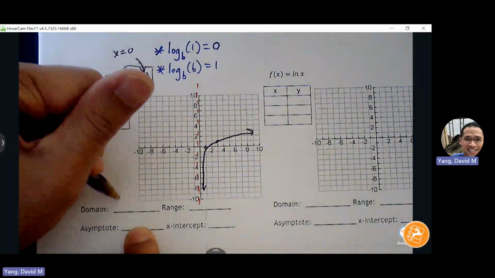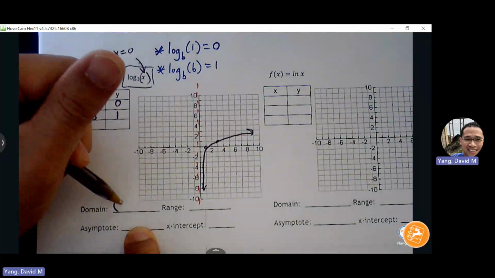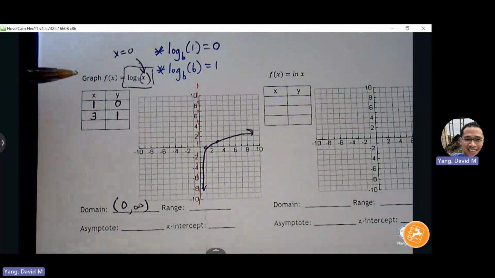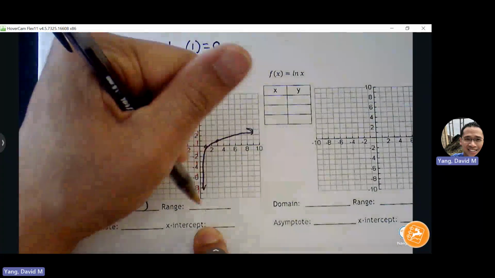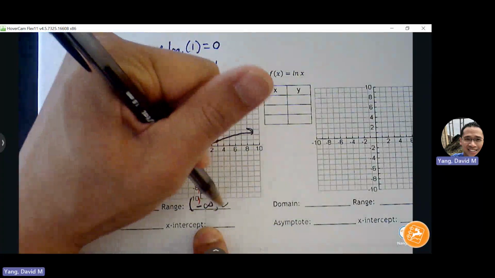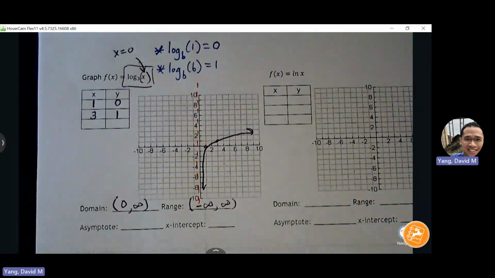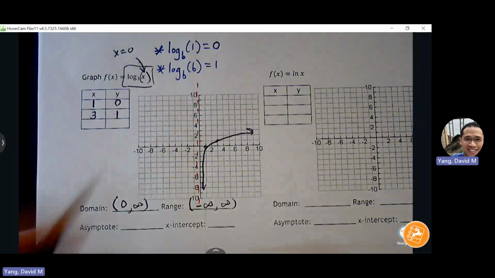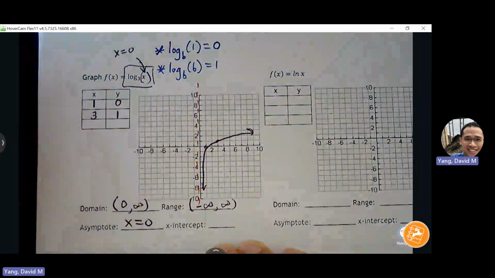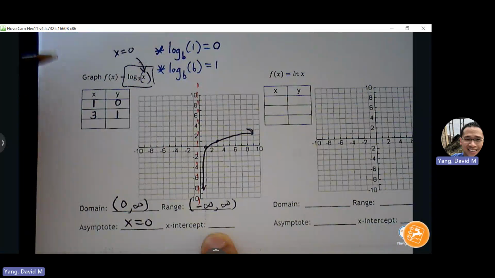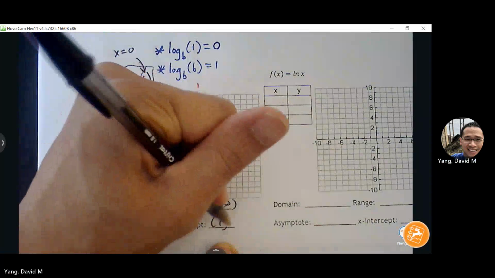Domain again is 0 to infinity. No brackets, everything's parentheses, and the range is always negative infinity to positive infinity. So it doesn't matter what your log function is. It could be shifted left, right, up, down. Your range is always the same. Okay, the asymptote is always a vertical asymptote, and then the x-intercept is at (1, 0).